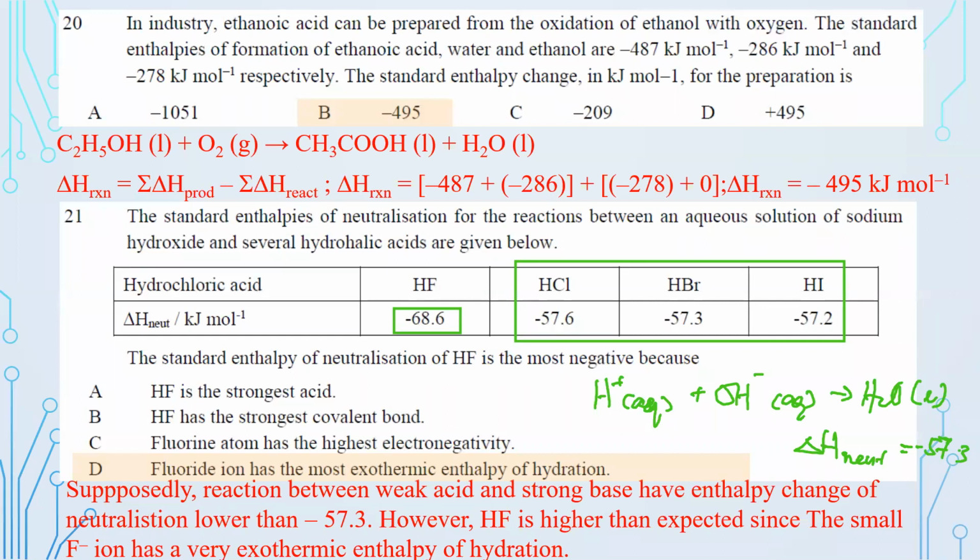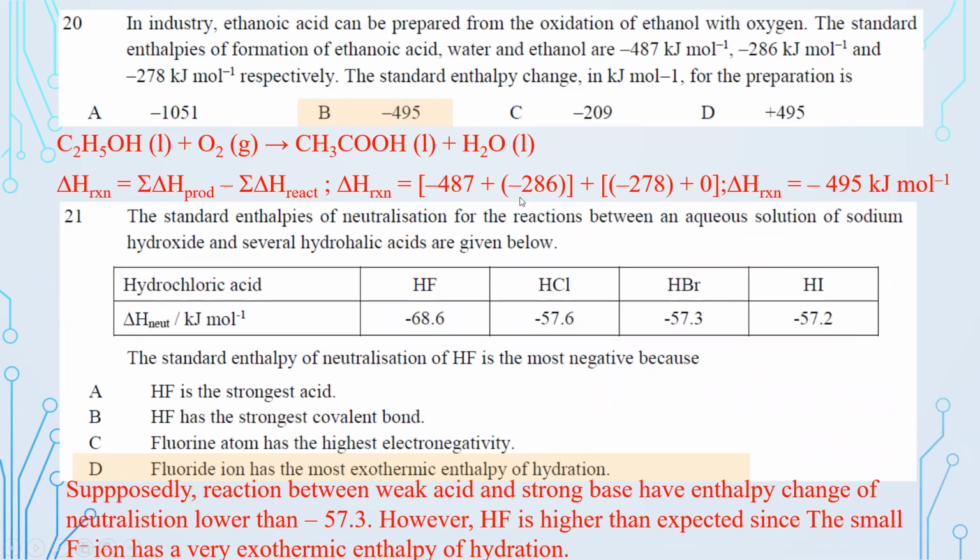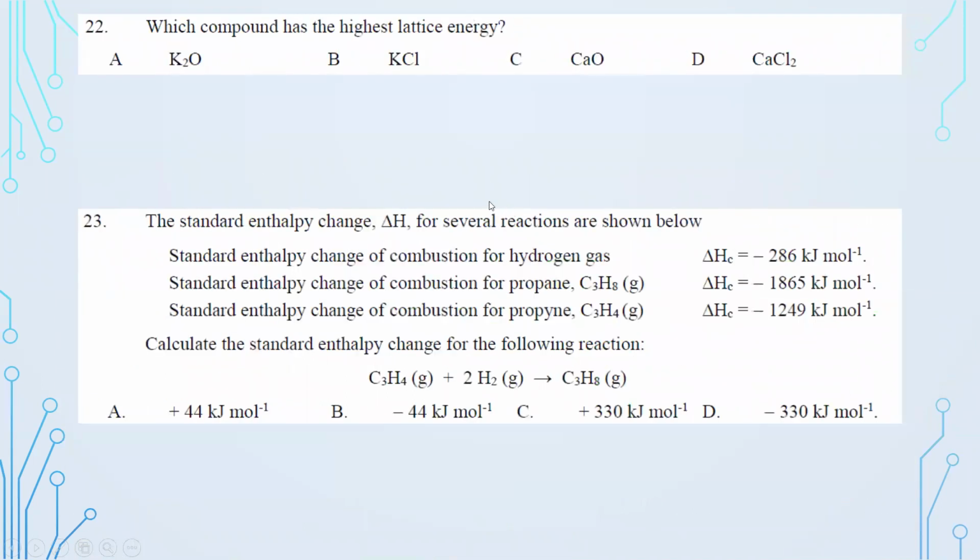So this one I already explained in the notes, so maybe you can review back when we discussed the enthalpy change of neutralization. Okay, so that is how you solve question number 21. Then it goes to question number 22. Which of the compounds has the highest lattice energy? K2O, KCl, CaO, and CaCl2.